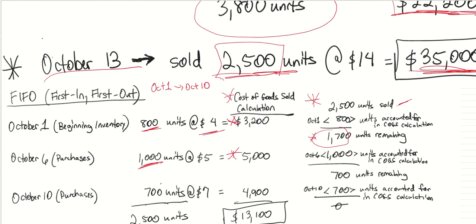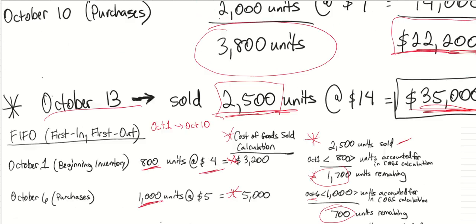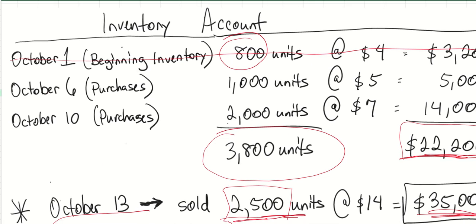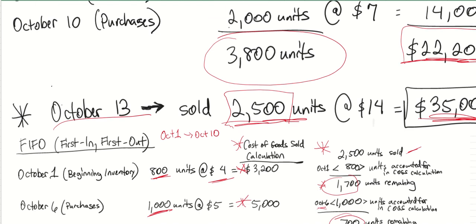And then from here, we're going to subtract out 1,000 right here because we've included the 1,000 into the cost of goods sold calculation. That gives us 700 units remaining to be included in the cost of goods sold calculation. So we go back up here and draw a line through the October 6 purchases because this batch of 1,000 units from October 6 is included in the cost of goods sold calculation. So we're good there.